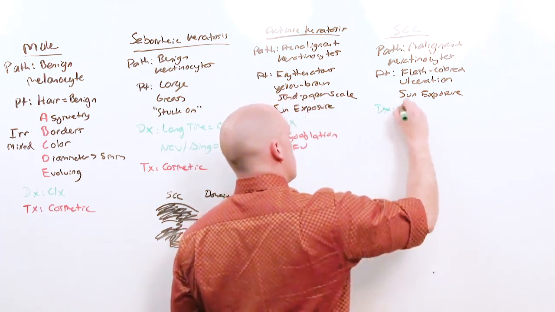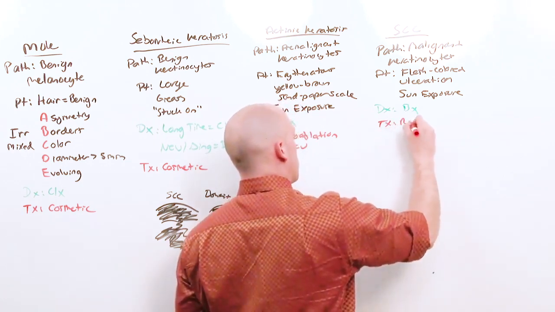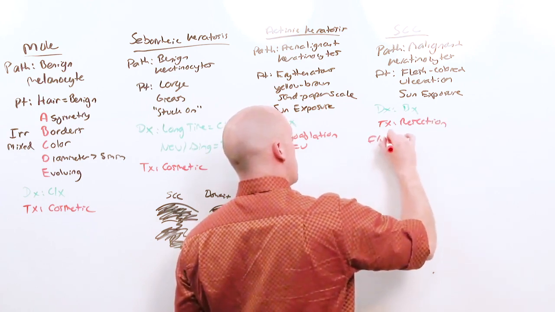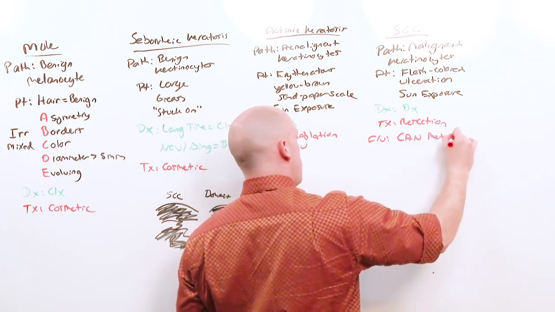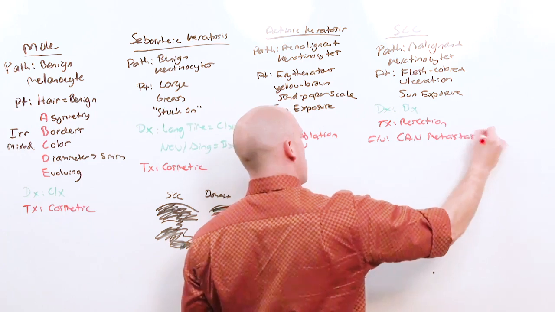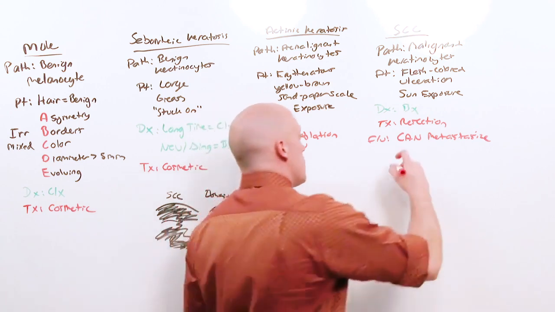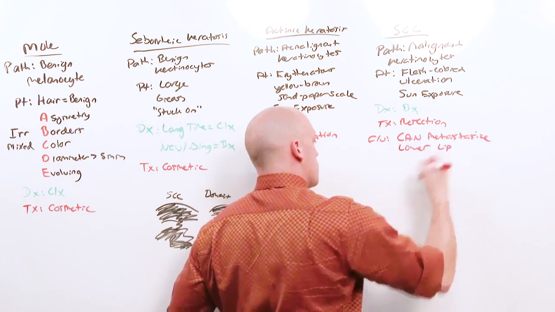To diagnose it, you get the biopsy, and treatment is resection. Unlike basal cell, squamous cell carcinoma can metastasize. So you do want to be aggressive with the operation. And if you see anything about a lip, squamous cell carcinoma is going to be on the lower lip 90% of the time.